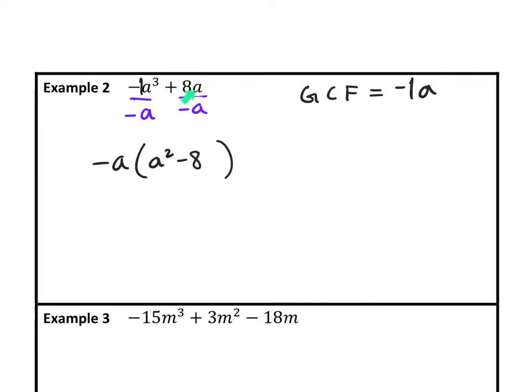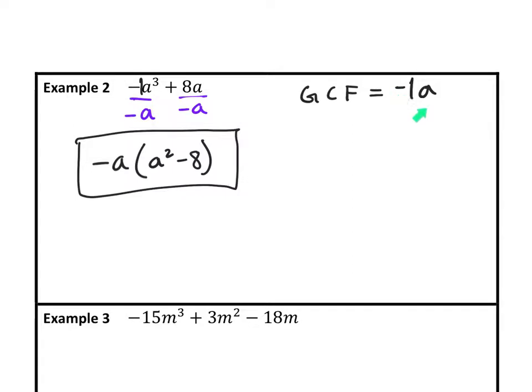And A divided by A will cancel. So actually, let me go ahead and bring this parenthesis closer so that my final answer is this one. Okay, and again, notice that we factored out a number and a variable.